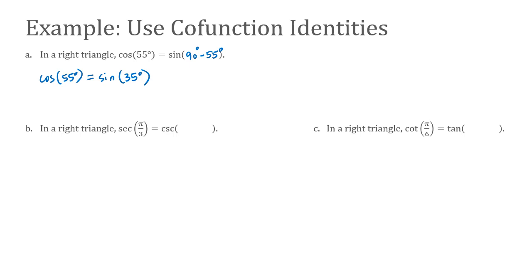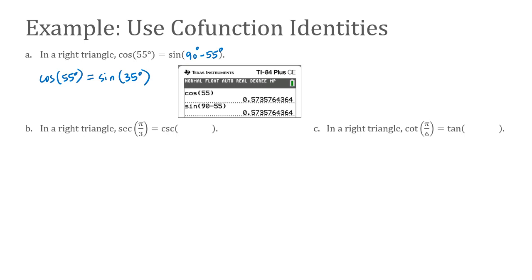So if I knew the cosine of 55 degrees, and if I knew the sine of 35 degrees, those values should be the same. And are they? So I put this into my calculator, and it turns out that they are: 0.57357.